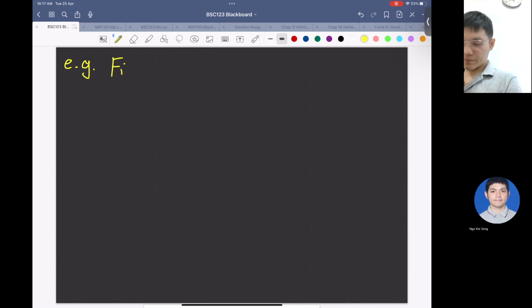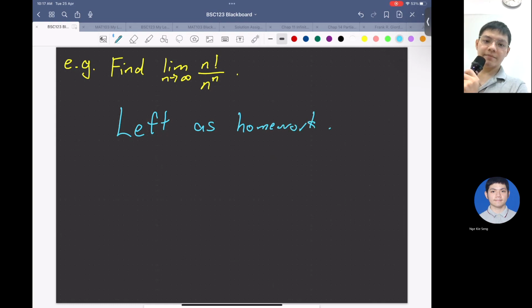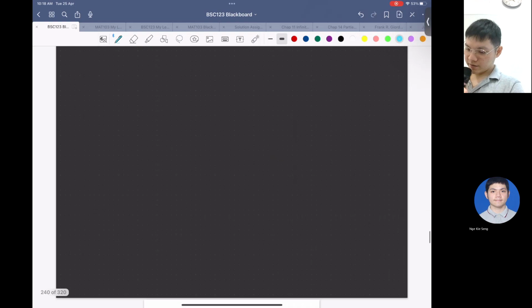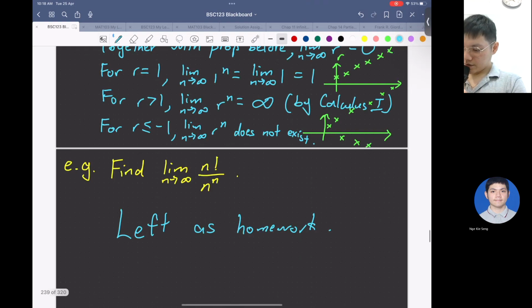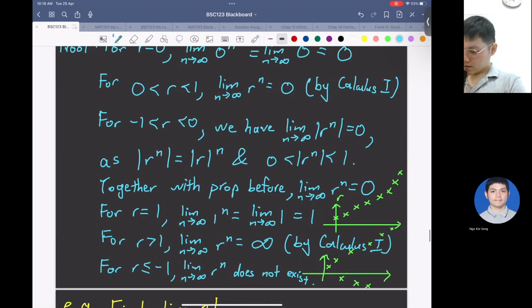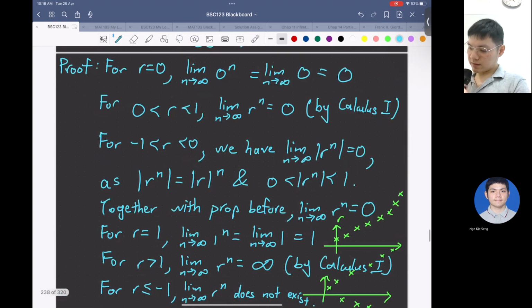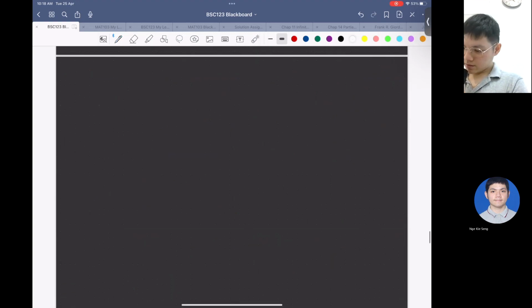Okay, I think there's a next example in your notes. We will leave this as homework, or next time I will bring it up before the lecture. Okay, next. Let's keep going. Next theorem.